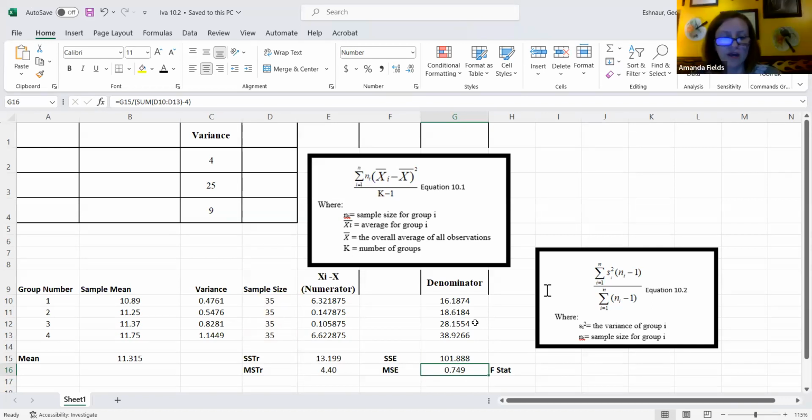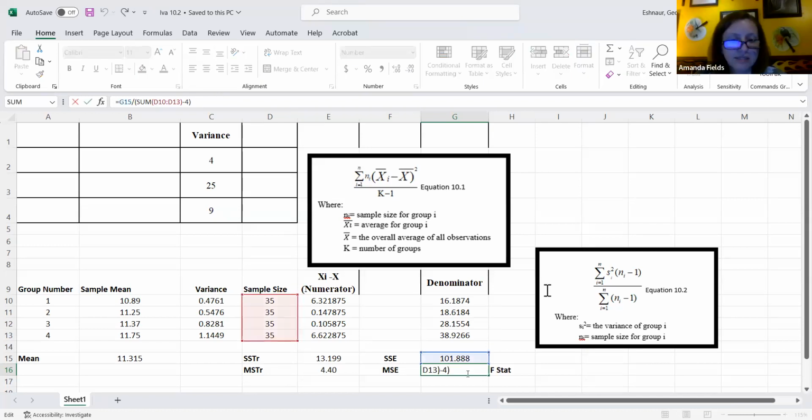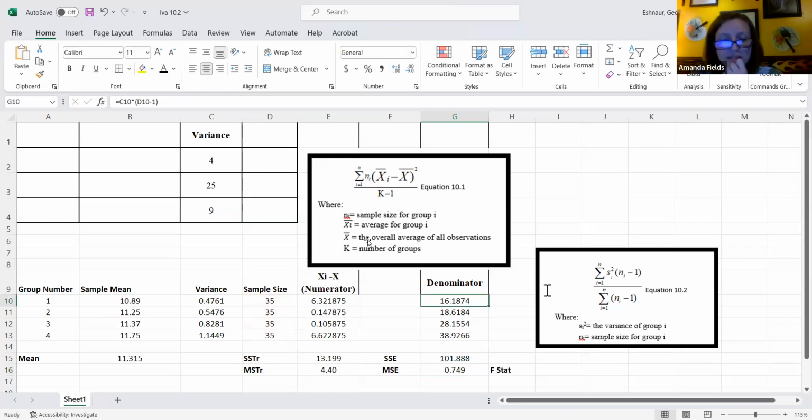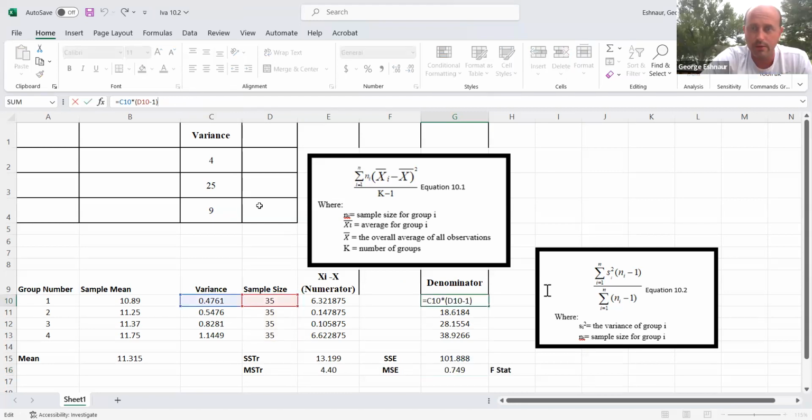George, before you go on to the final step, I'm writing all this down. Can you highlight the cell G10? I just need to double check myself here. Yep. Okay, so variance times sample size minus 1.